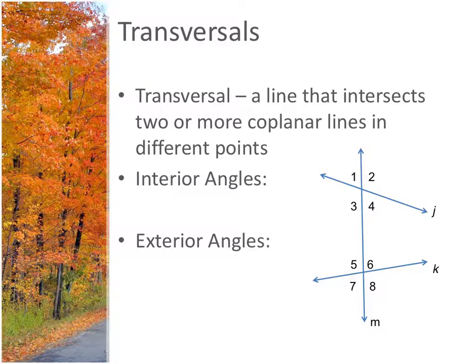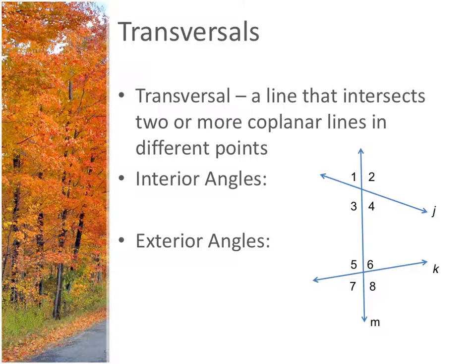It intersects 2 or more coplanar lines at different points. I could have added lines to here. So they can't crisscross. It can't be like this, right? Now line M, if I took away this, would not be coplanar because those are the same point and not different points. That's what that means.